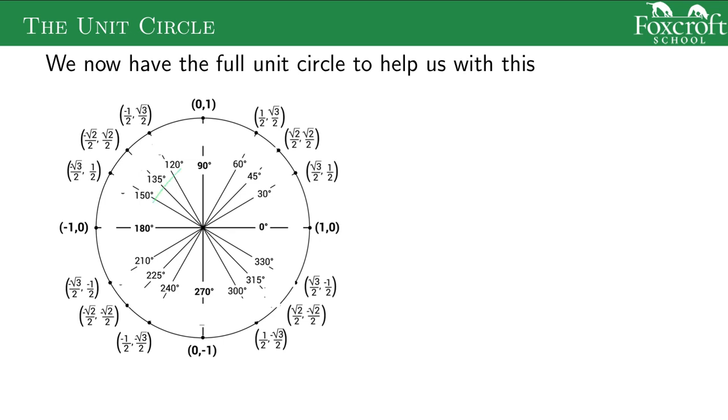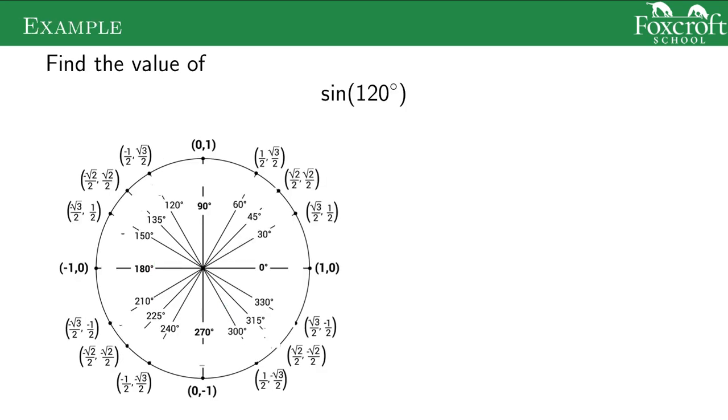So this gives us all these separate angles and all their points. If we know an angle, we now know its point, and we can take the x or y value for sine or cosine. So if I want to find sine of 120 degrees, I find the 120 degree angle, which is this angle, and I see where that angle hits the unit circle. For sine, I take the y value, square root 3 over 2. And it's that simple. When you have the unit circle as a tool, you can find your sine and cosine values pretty quickly.